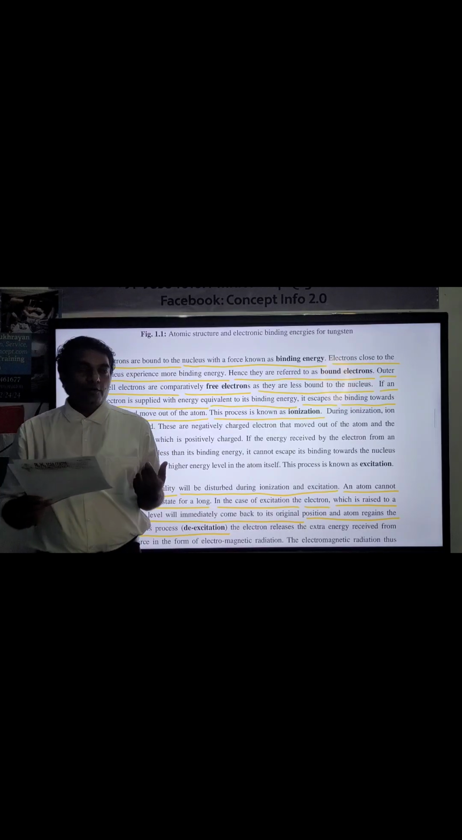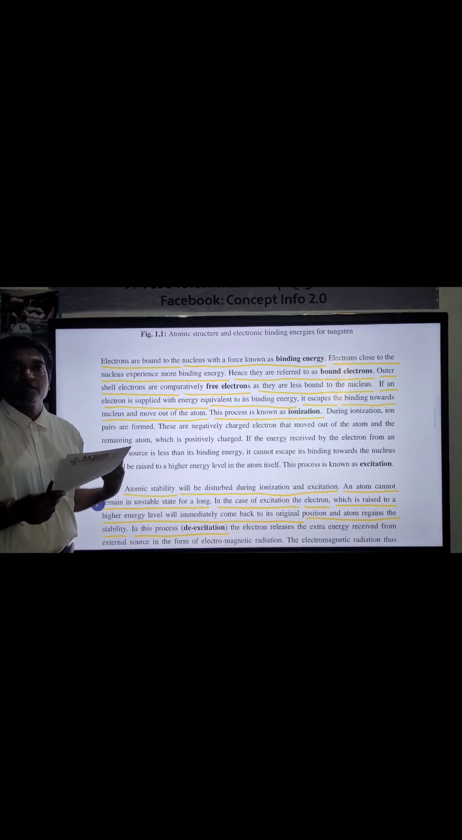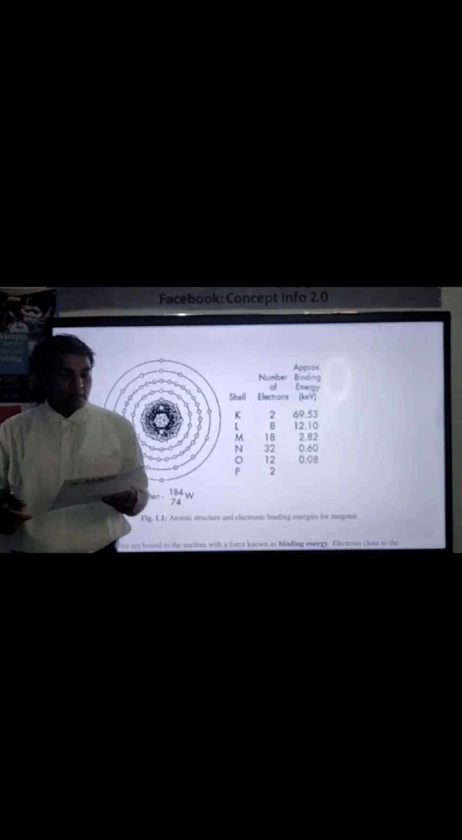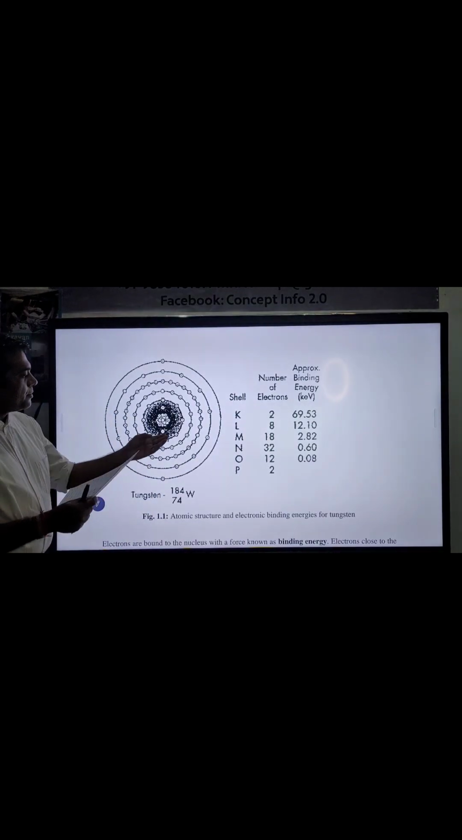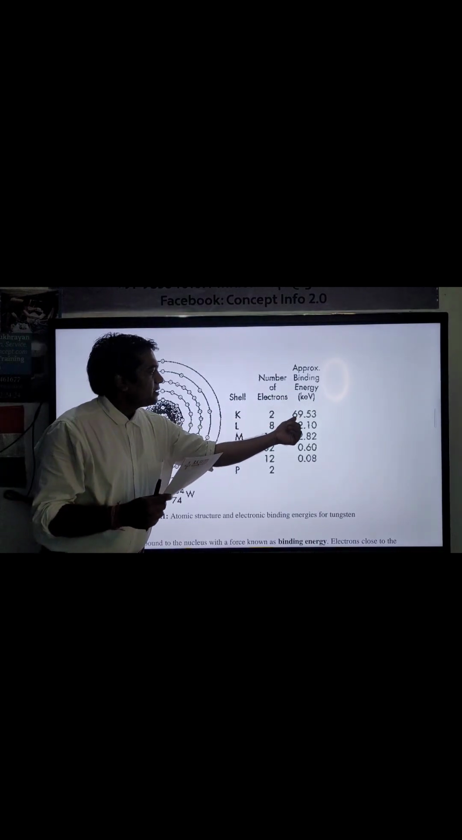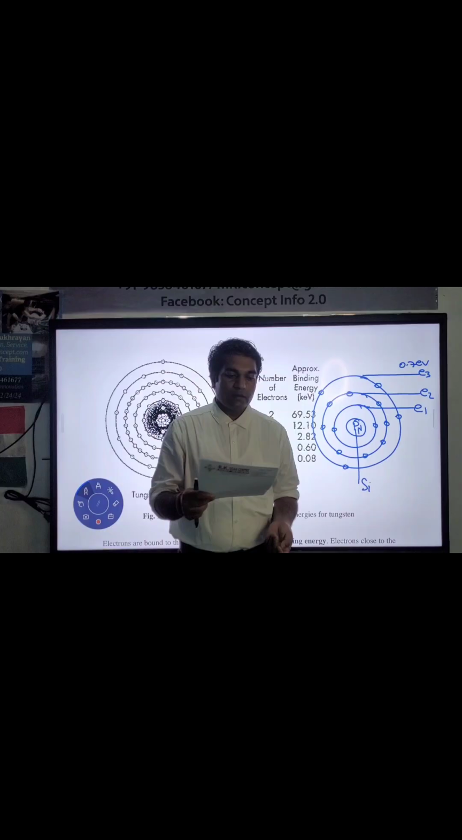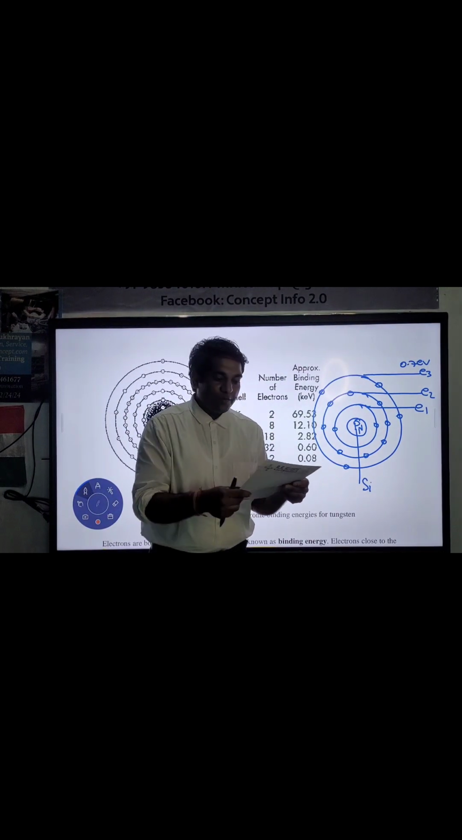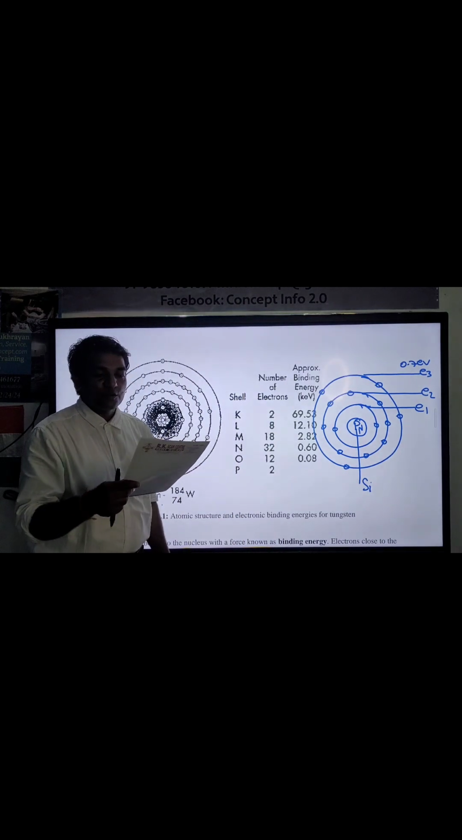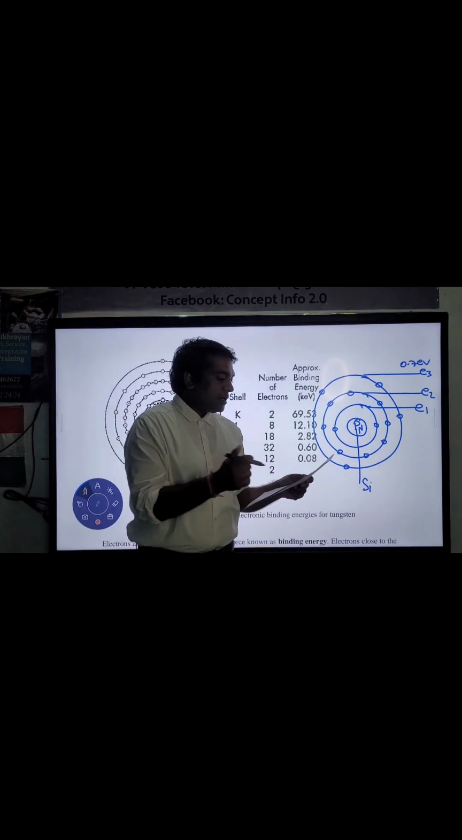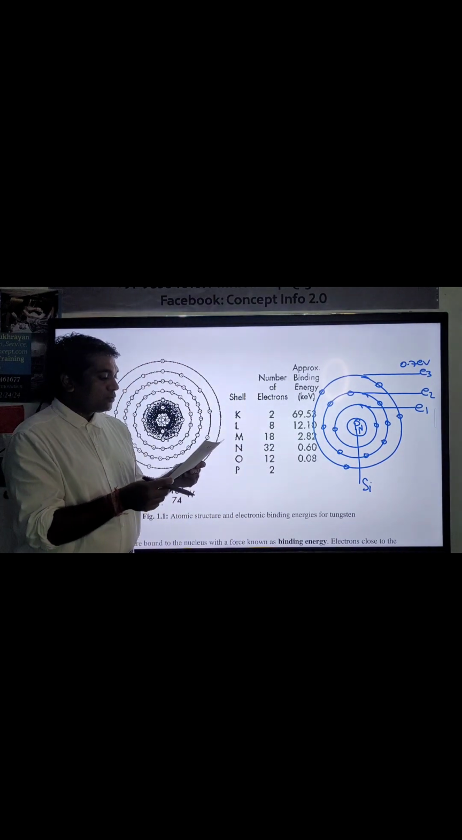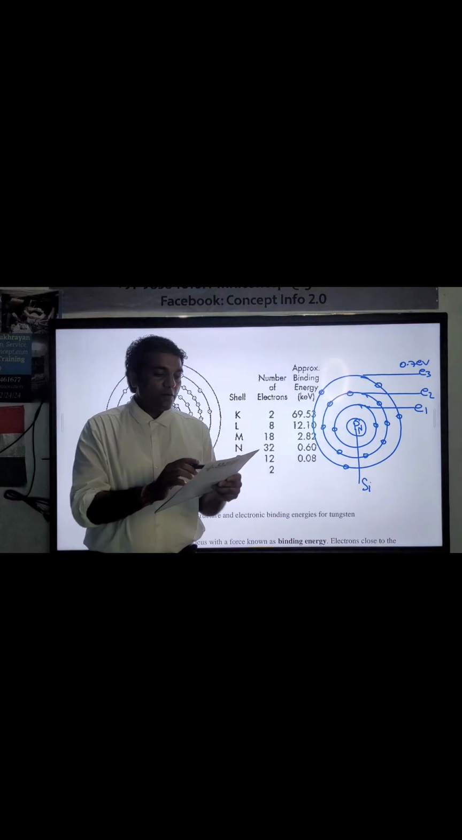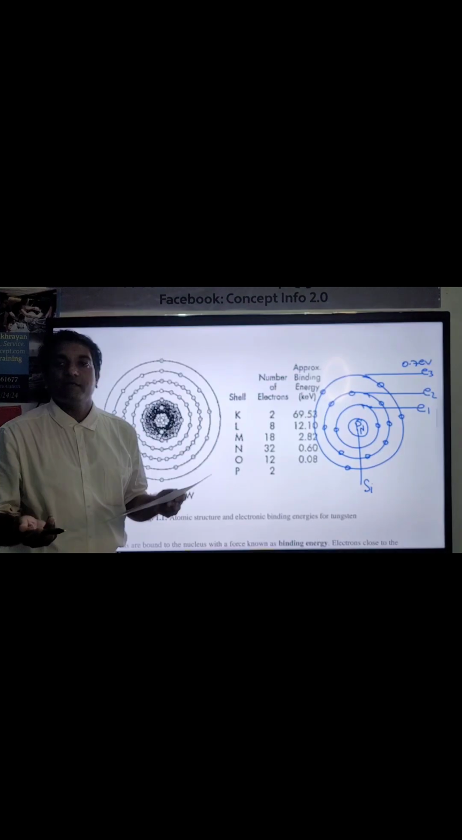The electrons are bound to the nucleus with a force known as binding energy. In the K shell, electrons have more binding energy. If an electron in the first orbit is to be lifted to the second orbit, just the right amount of energy should be supplied. But when the electron jumps from the second orbit to the first, it will give back the acquired energy in the form of electromagnetic radiation.